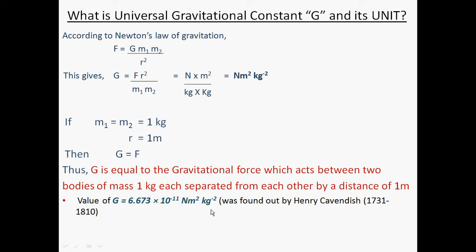Newton meter square per kg square, and it was found by Henry Cavendish by a famous experiment. According to the different units of force, distance and masses, the unit for the universal gravitation constant comes out as follows: F is in Newton, r is in meter square, and m is kg into kg. The unit comes out as Newton meter square per kg square.